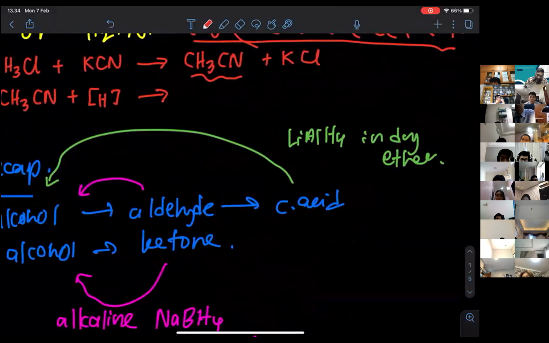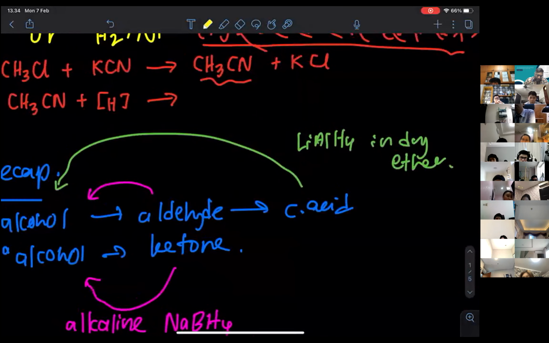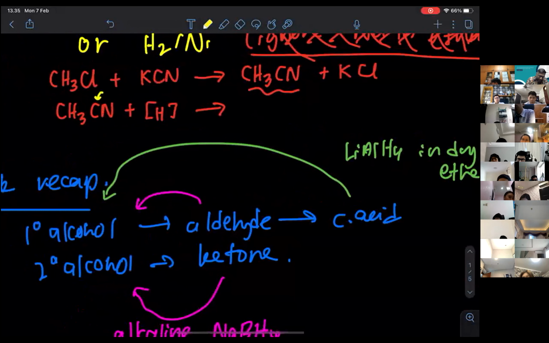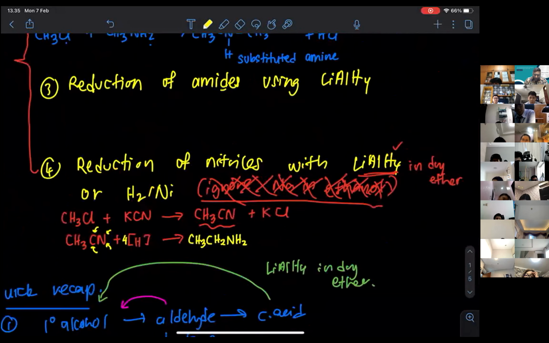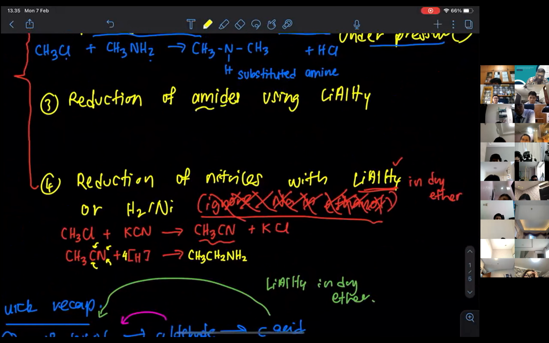So what will happen? You need to know that the H will come here, here, here, and here. So it must be 4. So you will have CH3, CH2, and NH2. So this is also an amine. That's going to be your third equation. The fourth equation is going to be reduction of amide.